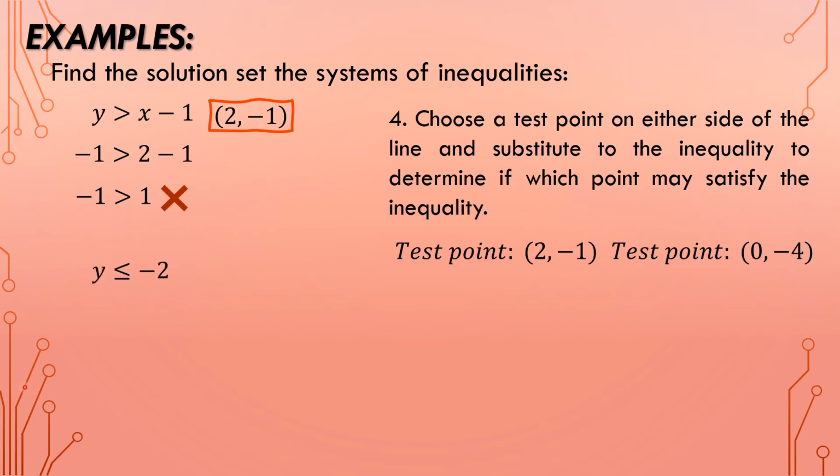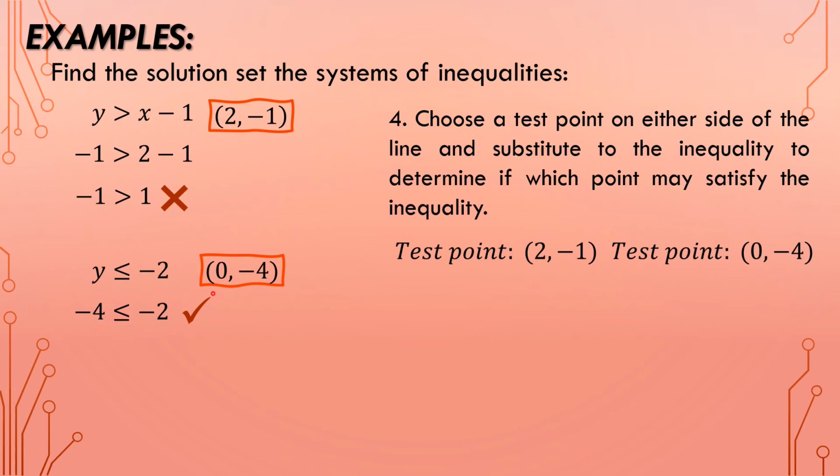Second inequality, y is less than or equal to negative 2. Again, since wala tayong x dito or variable x, proceed tayo sa pagsa-substitute ng y-intercept. So that will become negative 4 is less than or equal to negative 2. Mas mababa nga ba ang value ng negative 4 sa negative 2? Tama. Palagi pong kabaligtaran ng positive ang negative numbers. Kung sa positive numbers, mas malaki ang value ng 4 sa 2, sa negative naman, mas malaki ang value ng maliit na number kesa sa mas malaking number. So, negative 4 is less than or equal to negative 2.